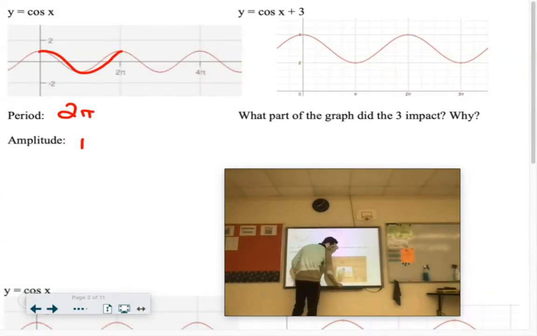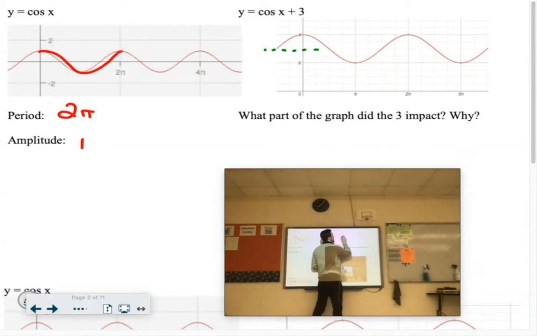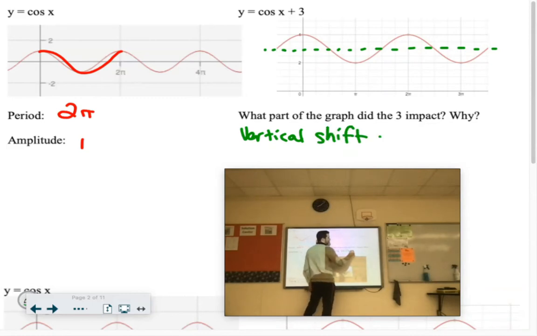Now if you look at this one, cosine of x plus 3. It took all these points, right? This one hovered around 0 as the center line. The center line of this one, if you look, is 3. Huh! So everything in cosine was shifted up 3 units. So we've done transformations like this before. If it says plus or minus at the end, that's a vertical translation. What part of the graph did the 3 impact? Y. Vertical shift up 3.